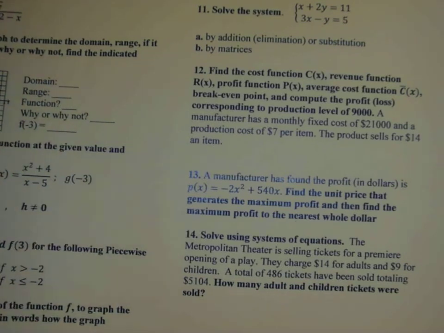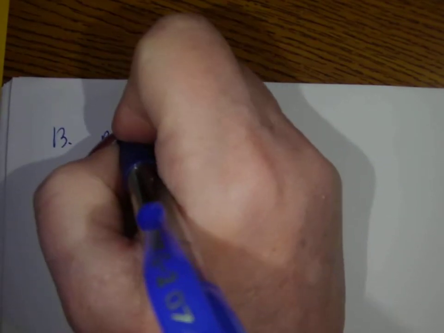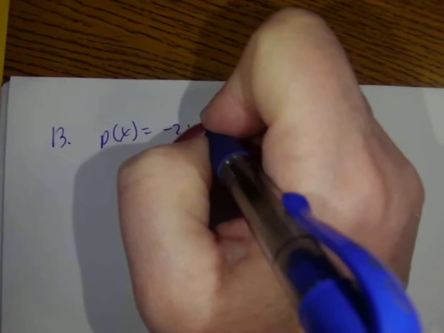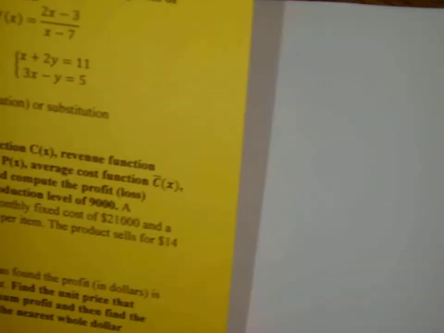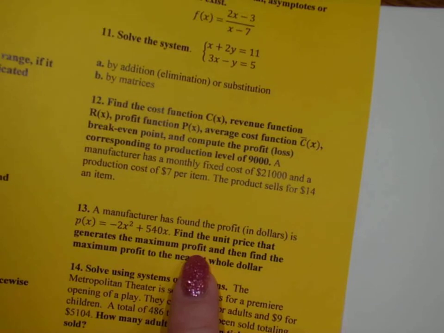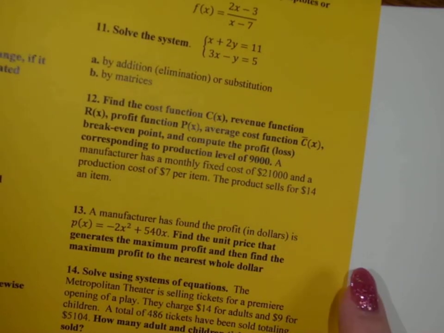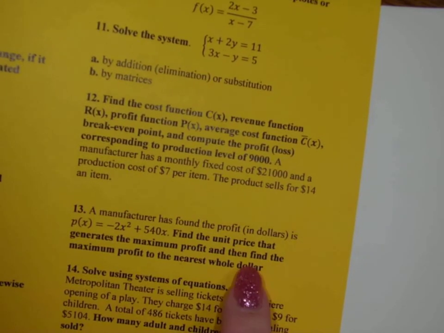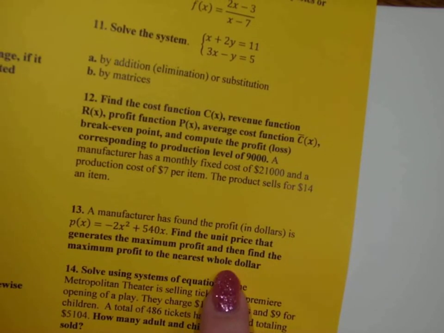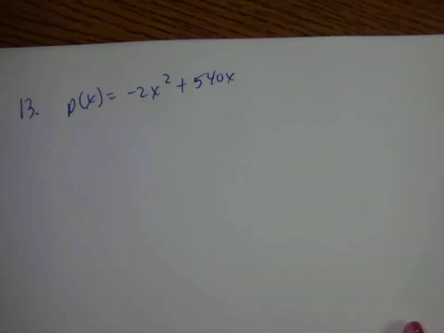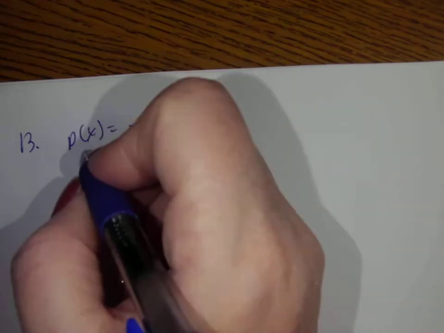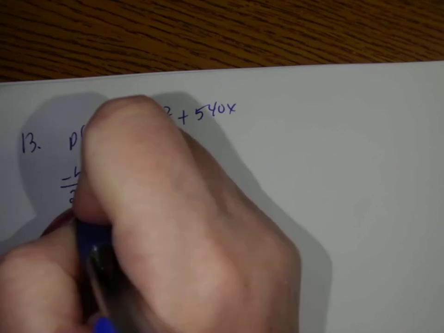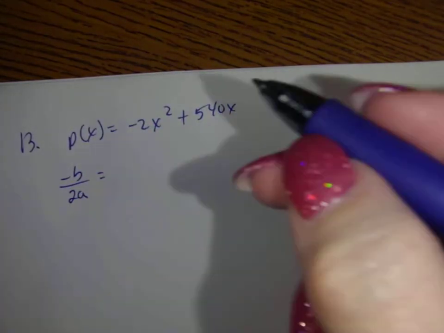So for number 13, we are given P of x is equal to negative 2x squared plus 540x. We want to find the price that generates the maximum profit. So that means we need to find the x value, and then the maximum profit to the nearest whole dollar will be our y value. So if you recall, because this is an x squared plus an x, this is going to be negative b over 2a, just like we did on a previous problem.